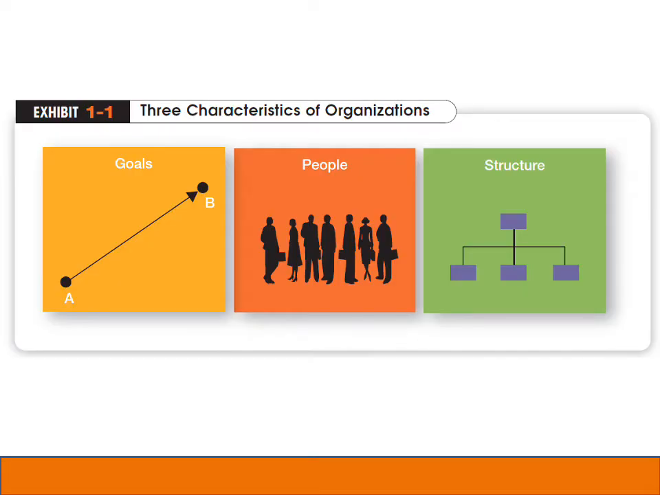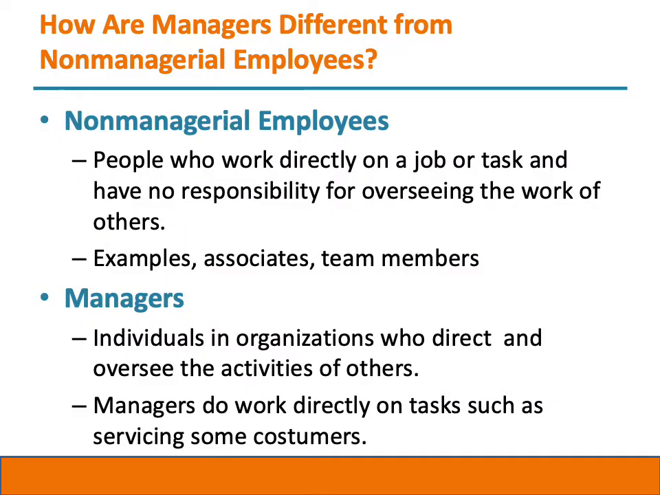Now here you see the three characteristics of an organization. First, goals. There are people, and there is a structure. How are managers different from non-managerial employees? Non-managerial employees are people who work directly on a job or a task and have no responsibility for overseeing the work of others. For example, associates or team members.